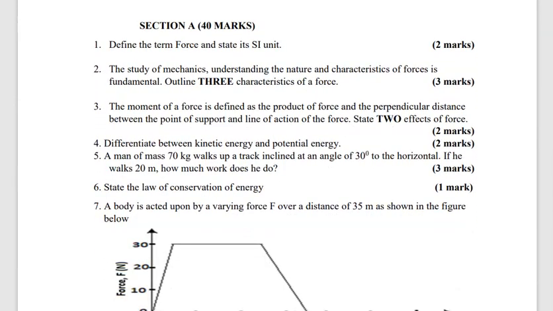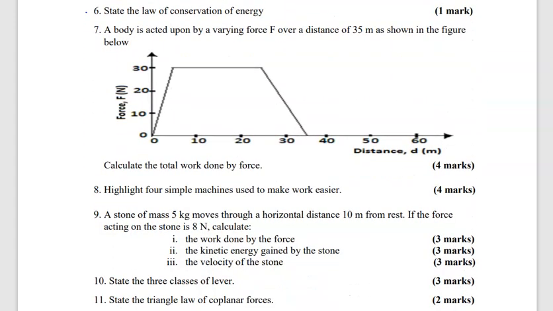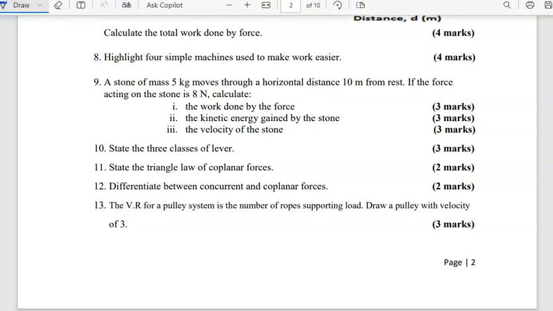So section A, we have 40 marks. We have question 1, 2, 3, 4, 5, and 6 up to that point. So just pause and screenshot. Then we have question number 7. This is a graph here. This is 30. This down here is at 5. This one is at 25. Then we have number 8, number 9, number 10, 11, 12 up to 13. That marks the end of section A, 40 marks.